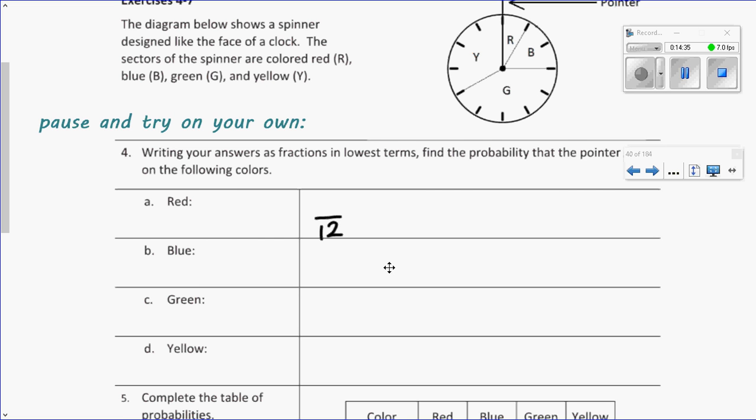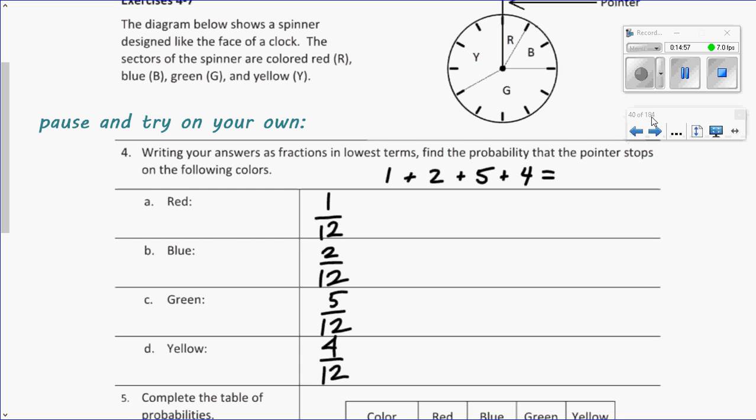For red, did you get 1/12? For blue, did you get 2/12? For green, did you get 5/12? And for yellow, did you get 4/12? The other way that you can check this is all your numerators, 1 plus 2 plus 5 plus 4. What should that equal? It should equal 12. 1 plus 2 is 3, 3 plus 5 is 8, and 8 plus 4 is 12. So therefore, I know that it's one whole all the way around all the segments. And then don't forget to write these in lowest terms.